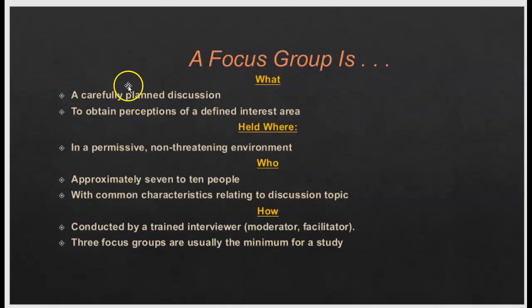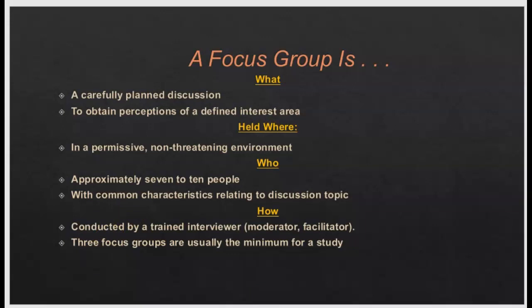So a focus group is a carefully planned discussion to obtain the perceptions of a defined interest area. It needs to be held in a permissive, non-threatening environment. It typically is 7 to 10 people, but you can have a focus group as small as just 3 people, should you want to.